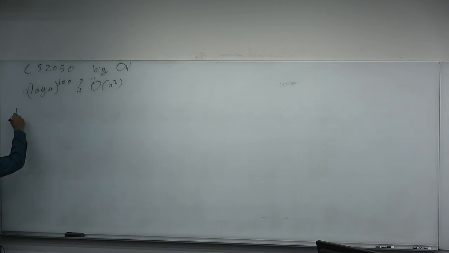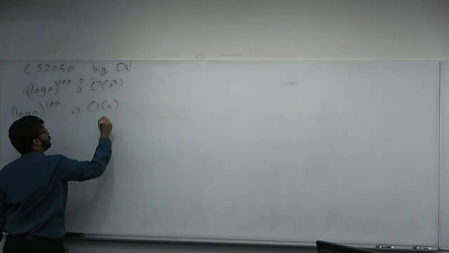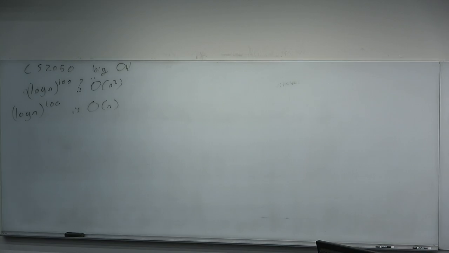Let's ask a different question. What about log of n to the 100 is O of n? It turns out no matter how many logs you have, log of n times log of n times log of n times log of n, a lot of those logs, doesn't matter how many you have, a billion of them, it's still asymptotically less than O of n.